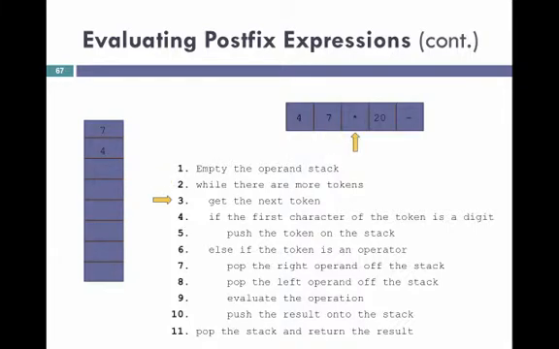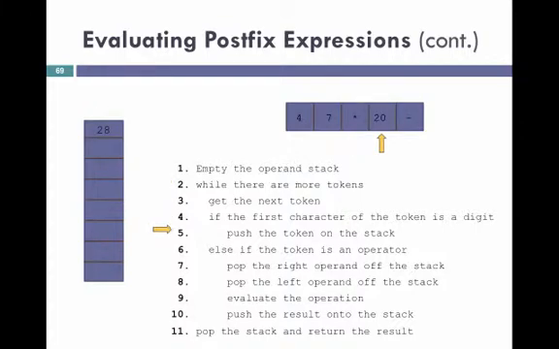We'll get the next token. It's not a digit, but it is an operator, the multiplication operator. So we'll pop the right operand off the stack, and then we'll pop the left operand off the stack, and then we'll evaluate the operator, 4 times 7, which gives us 28, and we'll push the result back onto the stack. Now we continue our while loop.